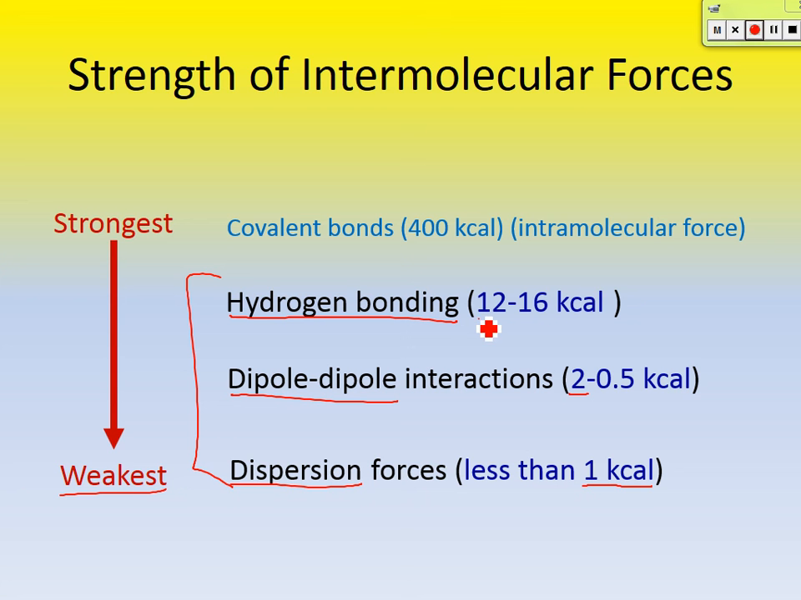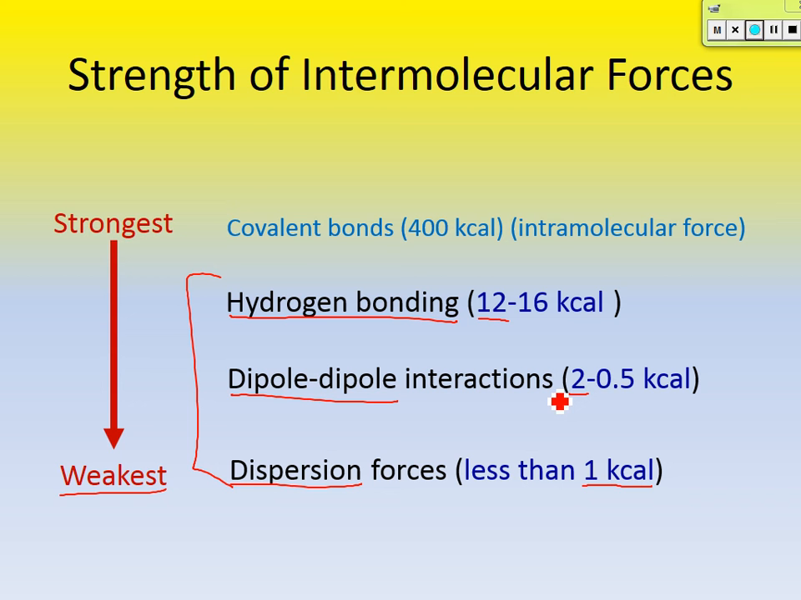How much stronger is hydrogen bonding compared to dispersion? 12 to 16 times as strong. Yeah, it's a lot stronger. So hydrogen bonding is the strongest. Dipole-dipole is the middle. Dispersion are the weakest.